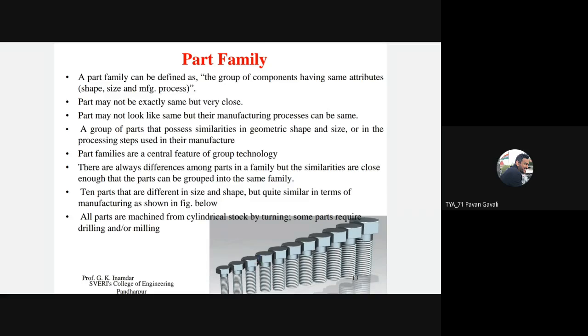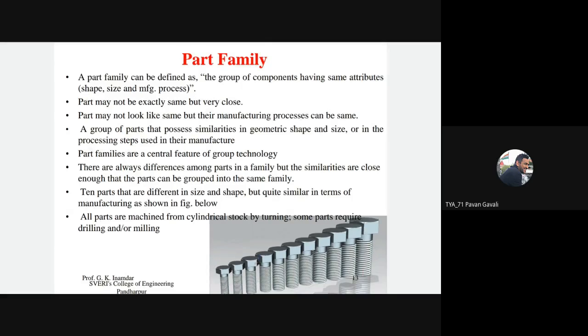Now, parts may not look the same, but their manufacturing process can be the same. The manufacturing process might be the same, or different. Parts may not be exactly the same, but very close to each other, according to dimension, shape, structure, and also weight. Weight is also one of the criteria.